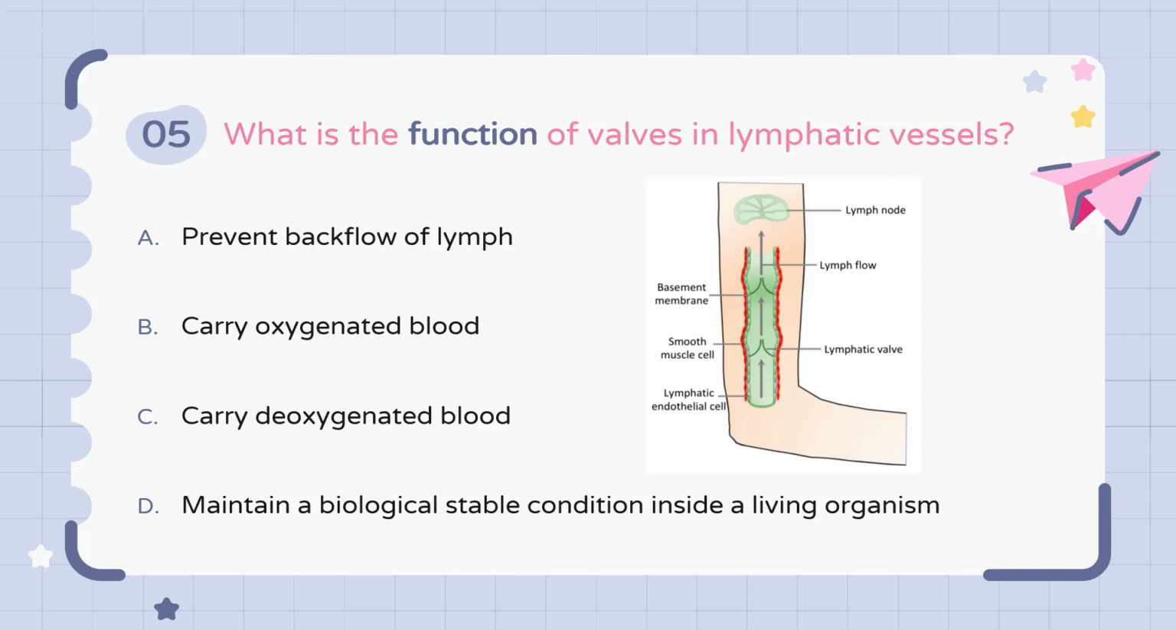Fluid that can be found inside lymphatic vessel is known as lymph. So, B and C cannot be the answer, as it is regarding blood, which can be found in blood circulatory system, while the answer D is the definition for homeostasis. Therefore, the most suitable answer is A.